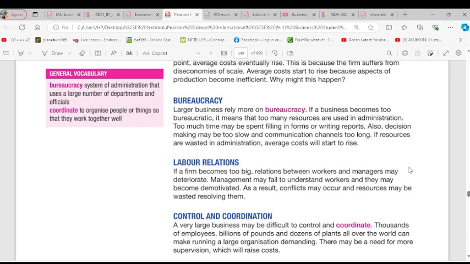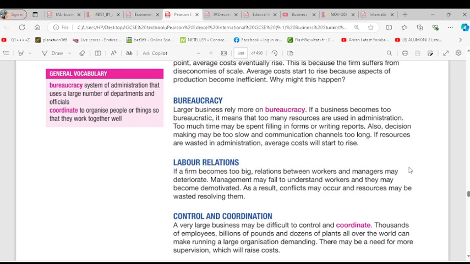The first one is bureaucracy. Larger businesses rely more on bureaucracy. If a business becomes too bureaucratic, it means that too many resources are used in administration. Too much time may be spent filling in forms or writing reports. Also, decision making may be too slow and communication channels too long. If resources are wasted in administration, average costs will start to rise.